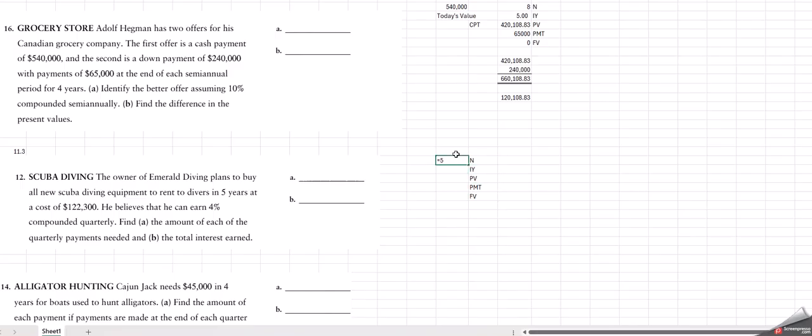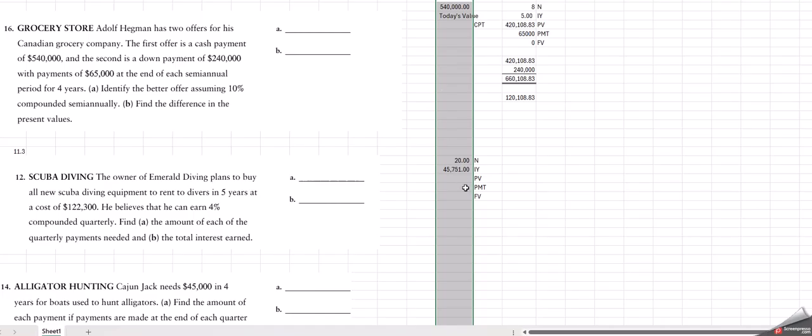So he's got 5 years and it's compounded quarterly, so that's 20 quarterly payments. He's earning 4% compounded quarterly. I don't know why it wants to default to a date, so I'm going to highlight this whole thing and say, okay, go back. So 4 divided by 4, it's going to be 1.